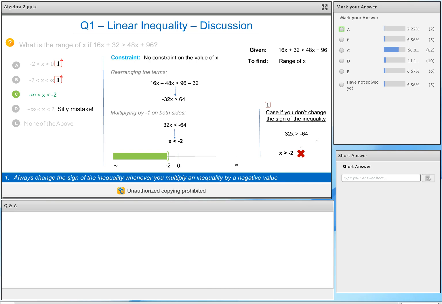Now, the next question has two linear inequalities, and one of the linear inequalities is the same as this one. So you can definitely take up x is less than minus 2 from the solution and move it forward. Again, you don't have to solve it all over again. You can utilize your solution over here. So let's click on the poll.